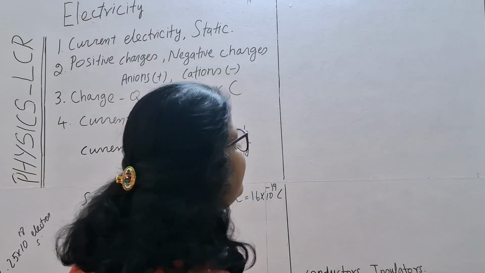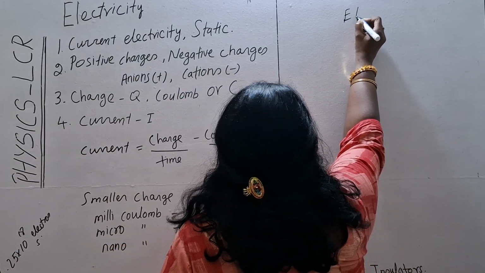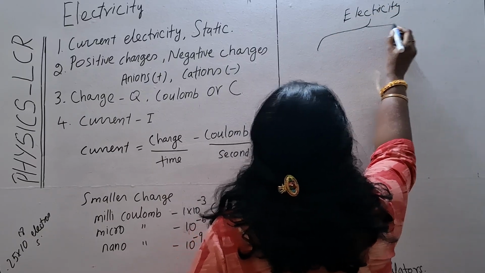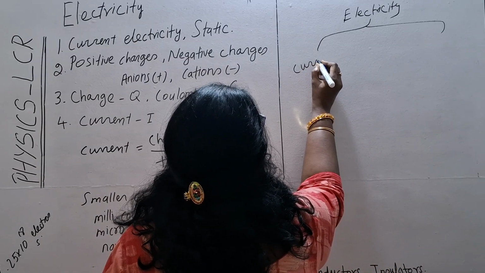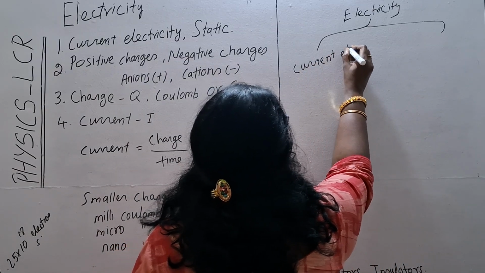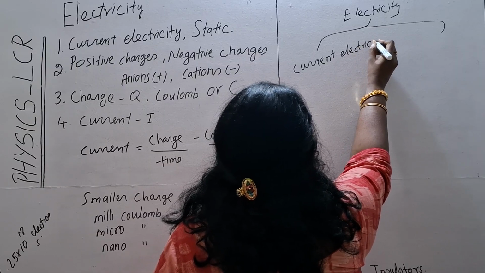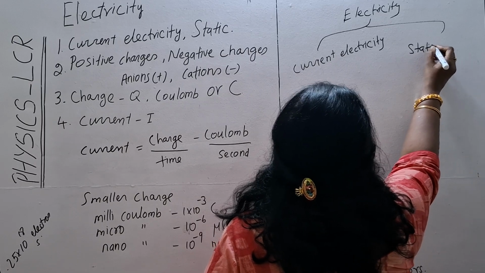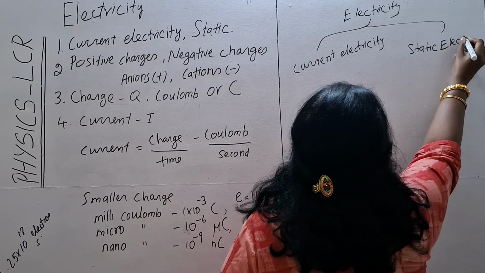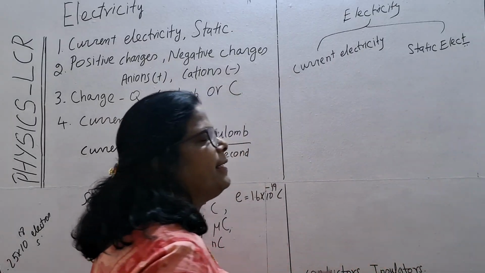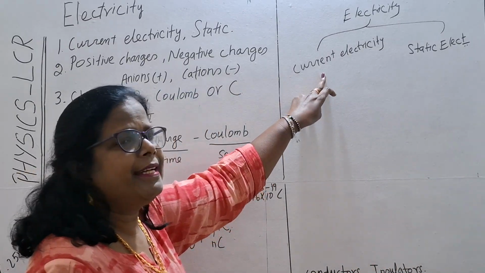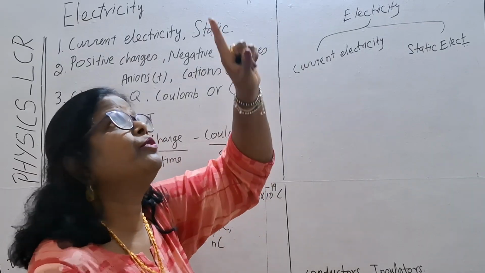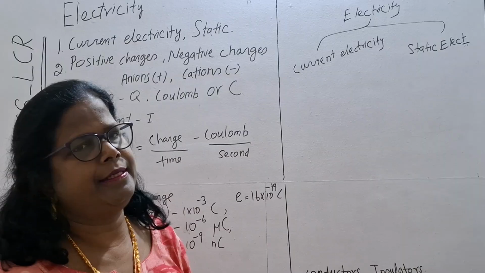So electricity can be classified into two types. One is current electricity, and another is static electricity. Current electricity means charges can flow from one terminal to another terminal. We are using this current, this is current electricity.